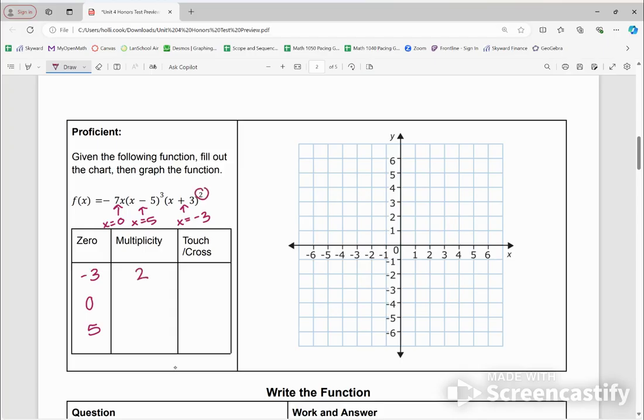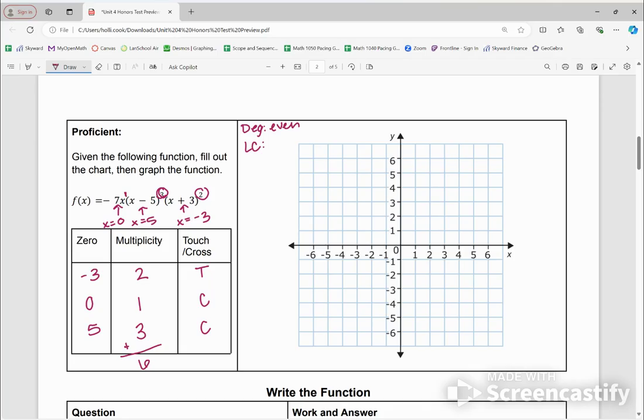Okay, and that's even, so it's going to touch. On 0, we have an exponent of 1. So our multiplicity is just 1. That's odd, so it's going to cross. And on 5, we have a degree of 3, or a multiplicity of 3, I mean. And that is, again, odd, so it's going to cross. Okay, so now we also need to know our degree and leading coefficient. So our degree, again, just add all the multiplicities together. We get 6. So that's an even number.